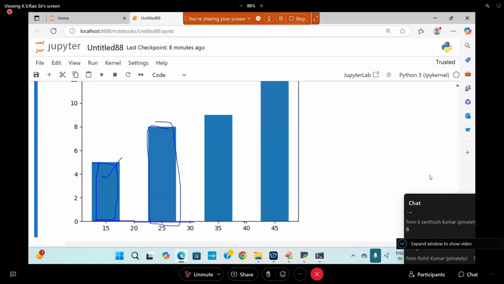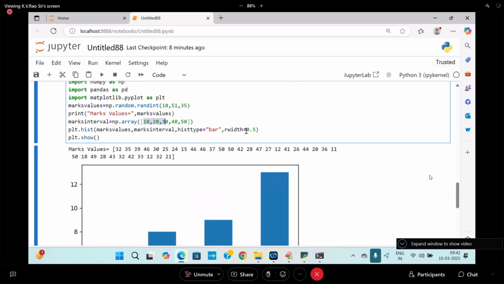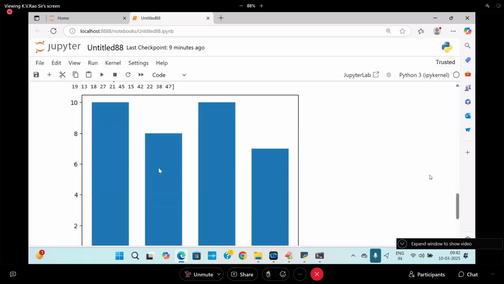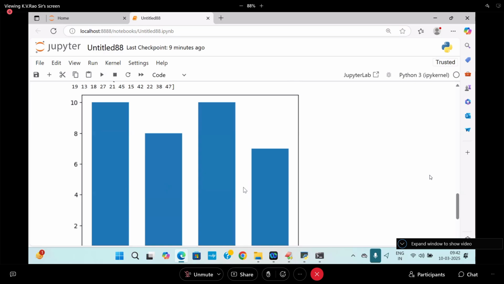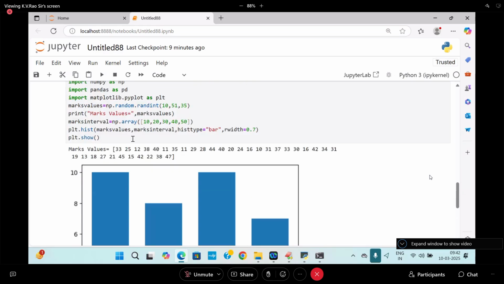Like that. What is the width I mentioned here? 0.5. So if you want to mention 0.7 also, a little bigger one will be coming. I think you are following. Which graph does it look like? Bar graph. Now you can color it.